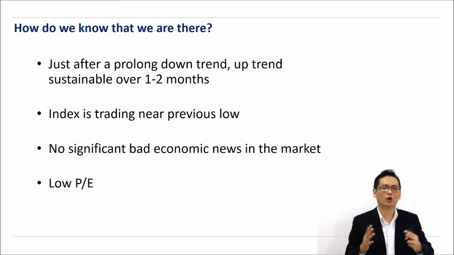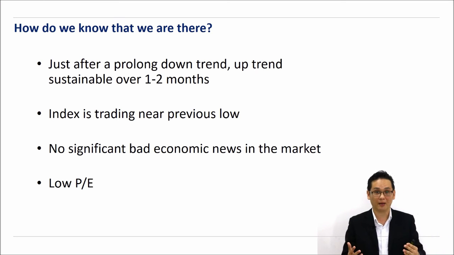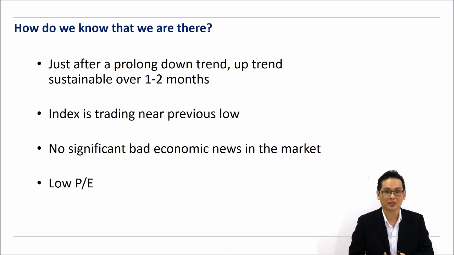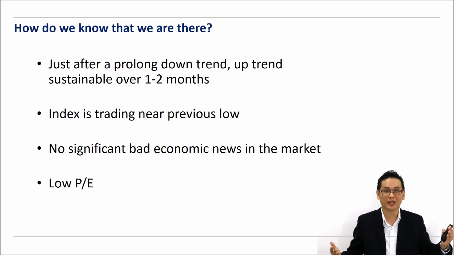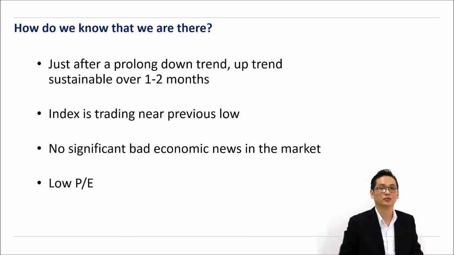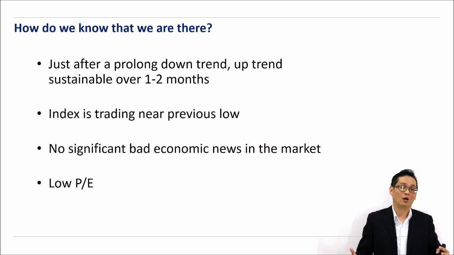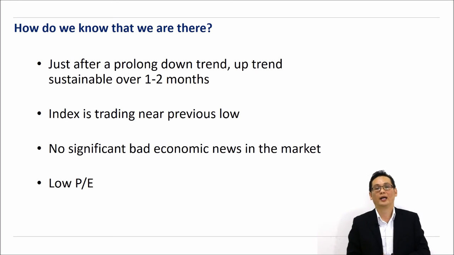So how do we actually know we are there? These are some indicators to help. For example, after a prolonged downtrend, you see the uptrend sustained over 1 to 2 months, with the index trading near the previous low. And like I said, the third point is the one that I actually focus on the most: there's no cynical bad news, or you can see that good news coming is actually going to push the stock market up.